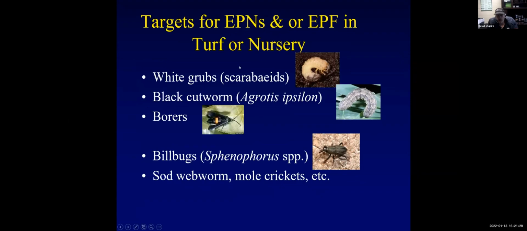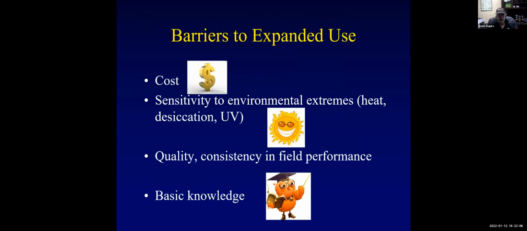I was told that most of the audience is especially interested in turf and nursery pests, for both fungi and nematodes. These are some key pests that can be controlled with these organisms. You have a lot of white grubs, the black cutworm, various borers, billbugs, sod webworm, mole crickets, and others. If there are specific questions you want to try microbial control with, you can certainly email me. I'll have my email at the end of the presentation.